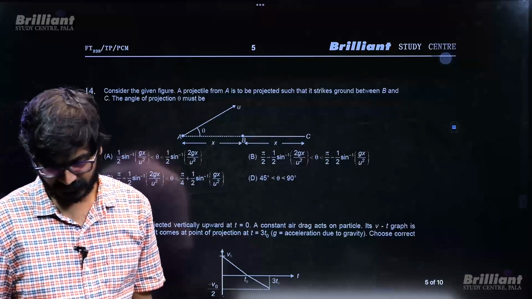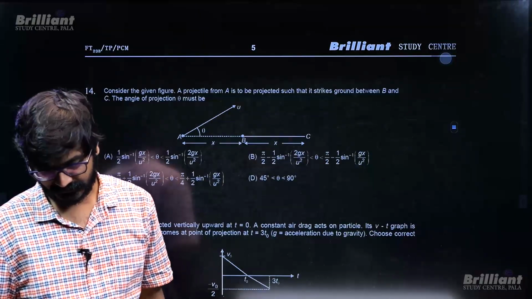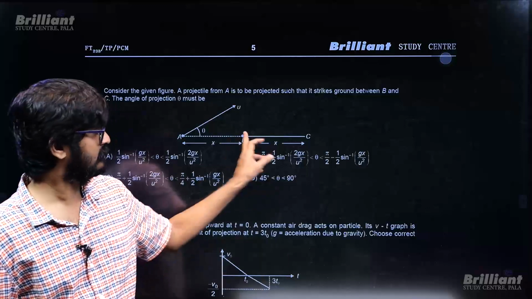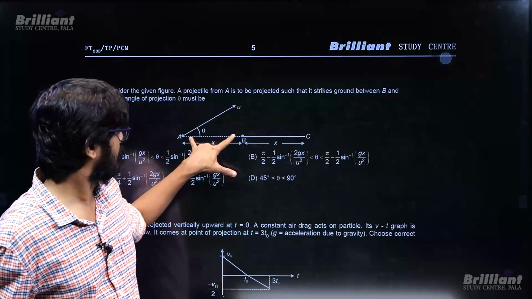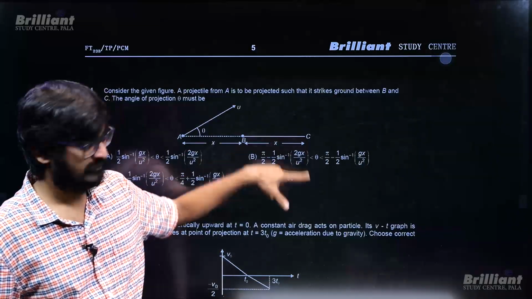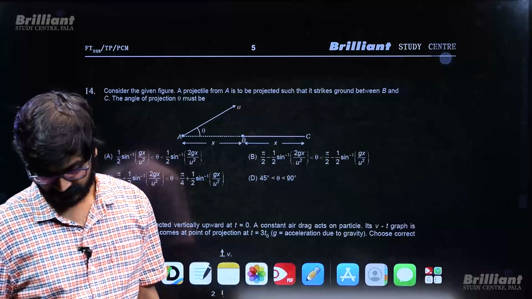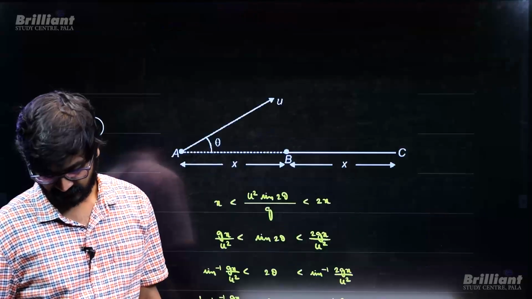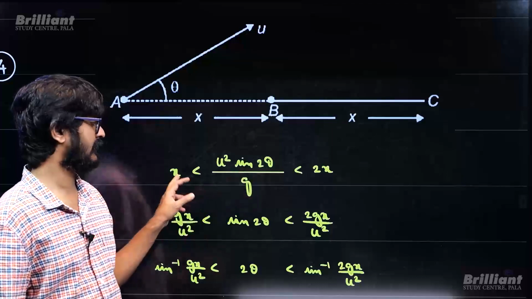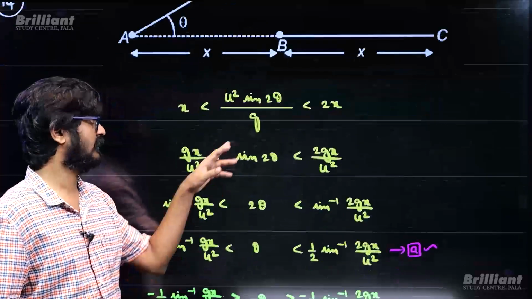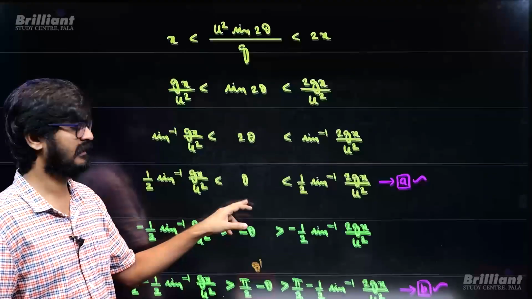Consider the given figure. A projectile from A is projected such that it strikes the ground between B and C somewhere, so the range is somewhere between x and 2x. So the range should be lying between x and 2x. Then it's only about mathematics, right? So from here we'll be getting theta.